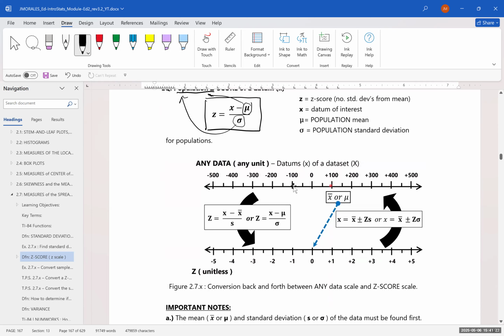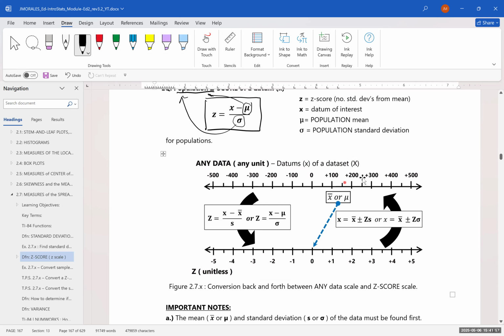So, if this scale up here was in degrees Fahrenheit, perhaps, and we wanted to convert degrees Fahrenheit into a z-score, okay, on the z scale, then we would use this equation. Likewise, if we had a z-score and we wanted to convert that back into the scale with units in it, we would use this inverse function right here.